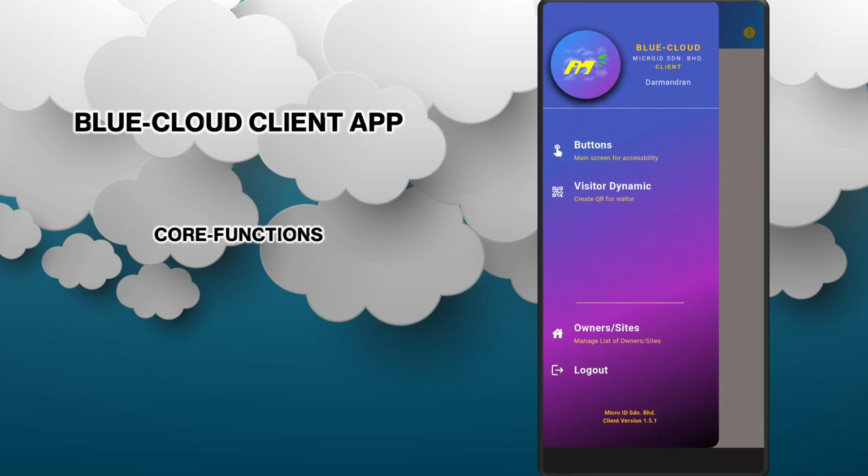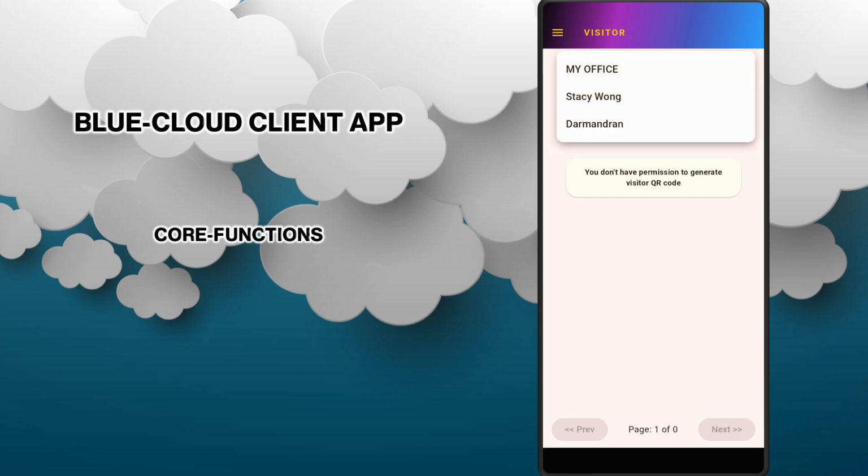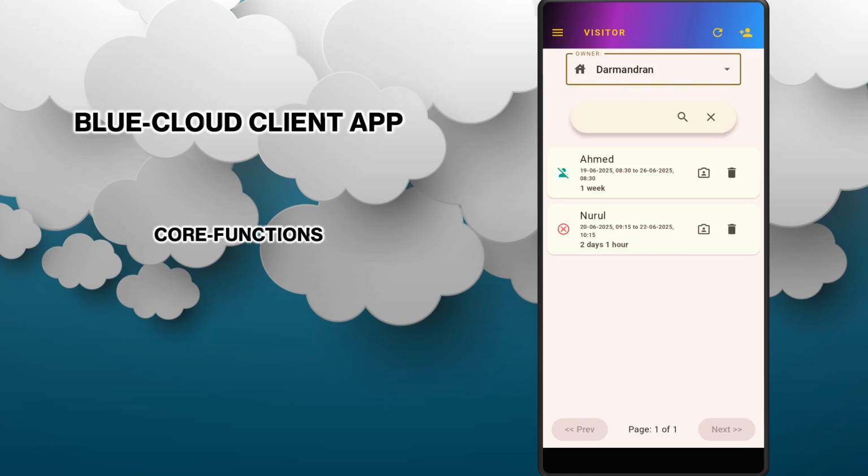Now let's check out the visitor dynamic page. This site doesn't allow us to create a visitor. Let's select some other site which allows us. So as you can see, this site allows us to create a visitor link. Let us explore more on this in our next video.